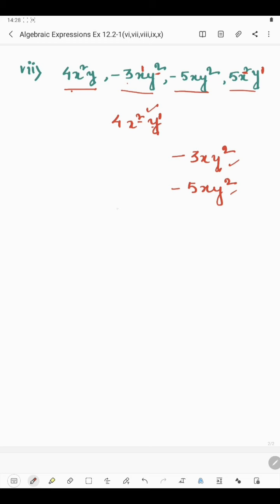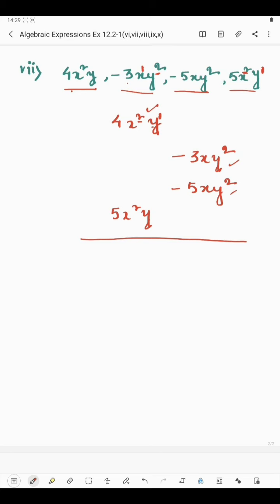So we'll have to write 5x square y below 4x square y, and make sure that whatever expression you have, you write each expression separately. If you have 3 expressions, you will have to write them in 3 different lines. If you have 4 expressions, you will have to write 4 different lines. That means since we are following the column method, you will have to write each expression in its own line.